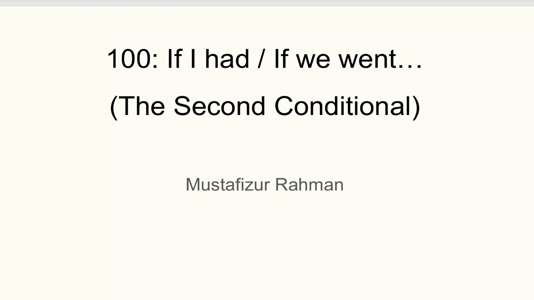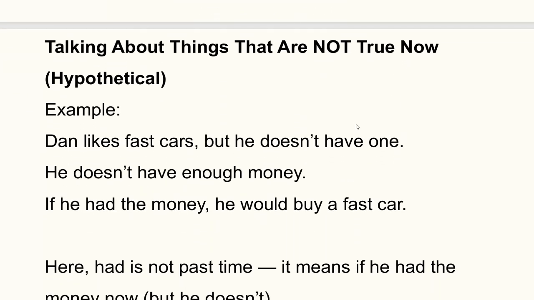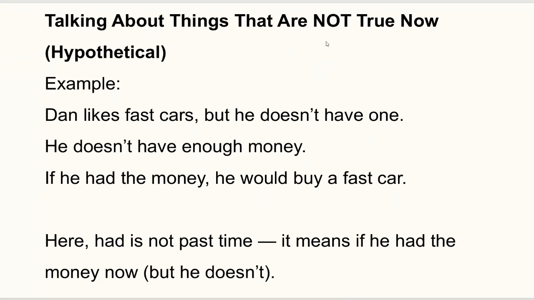If I had, or if we went: the second conditional. When we talk about things that are not true now, like imaginary situations at present, we use the second conditional. Dan likes fast cars, but he doesn't have one. He doesn't have enough money. So if he had the money, we're saying this because he doesn't have money.